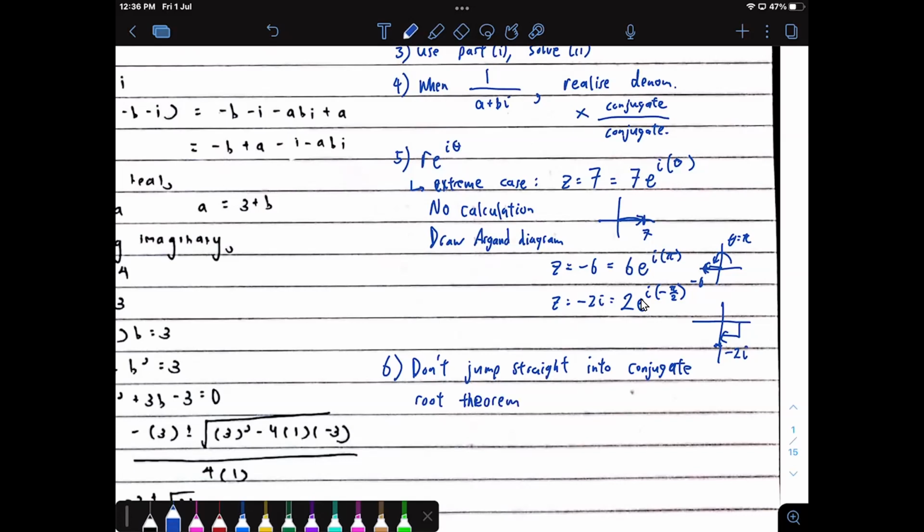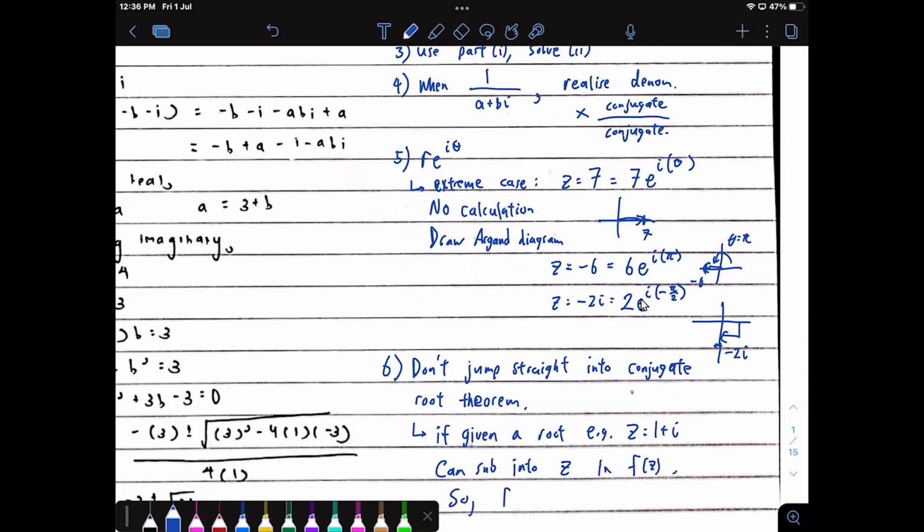If it's a root, I can sub it in, then it's equal to 0. Yes, correct. Good. If given a root, that still applies even when you have a complex coefficient polynomial. If given a root, for example z equals 1 plus i, you can sub into z in f of z.